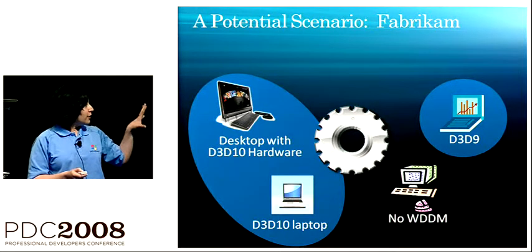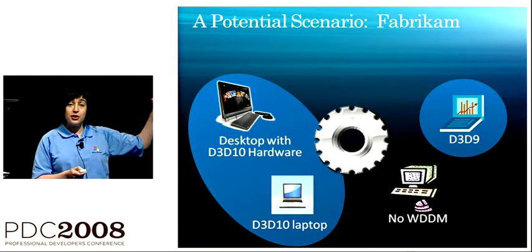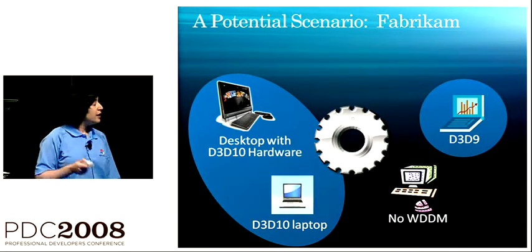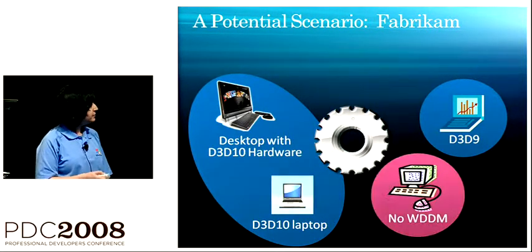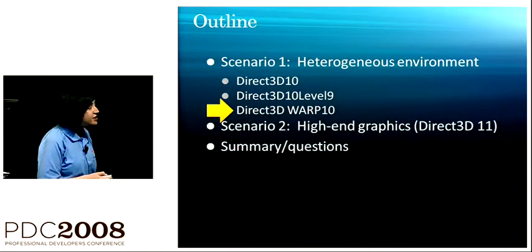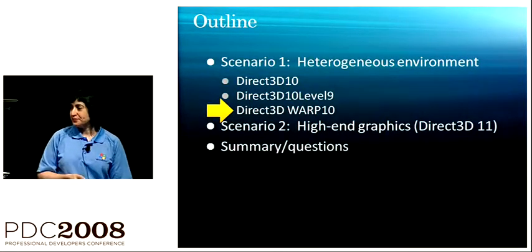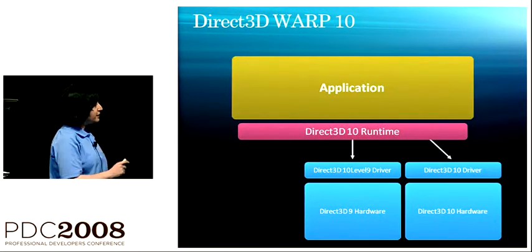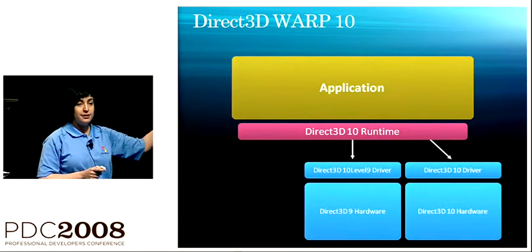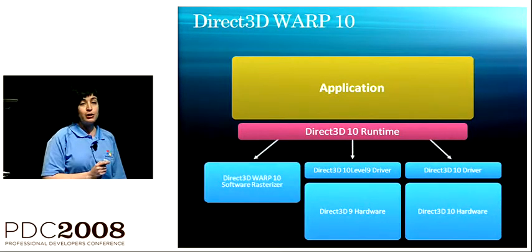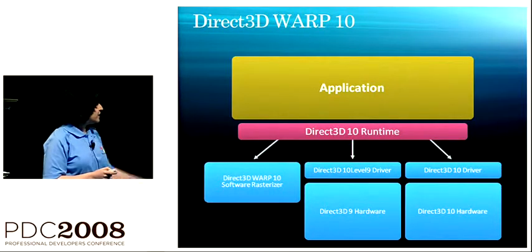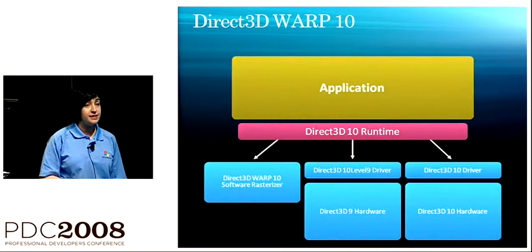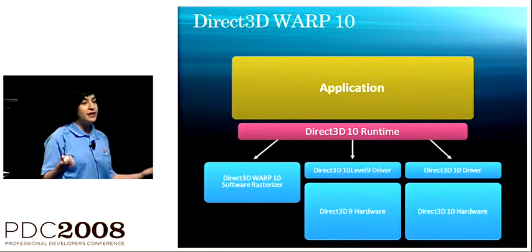So with that, we've got our users with 10 hardware, we've got our users with 9 hardware, and now what's left is the folks who don't have WDDM 1.0 capable hardware at all. And so that brings us to Direct3D Warp 10. Again, we have our application, we have the runtime. It's talking to the 10 hardware, it's talking to the 9 hardware, and now we're going to add one more thing in, which is the Direct3D Warp 10 software rasterizer. And that's all this is. It's just a fully software implemented rasterizer.